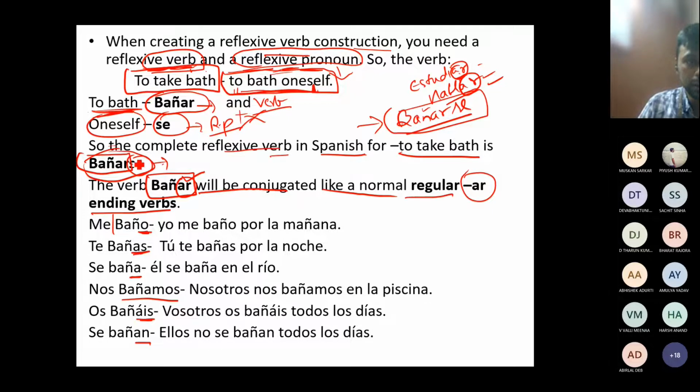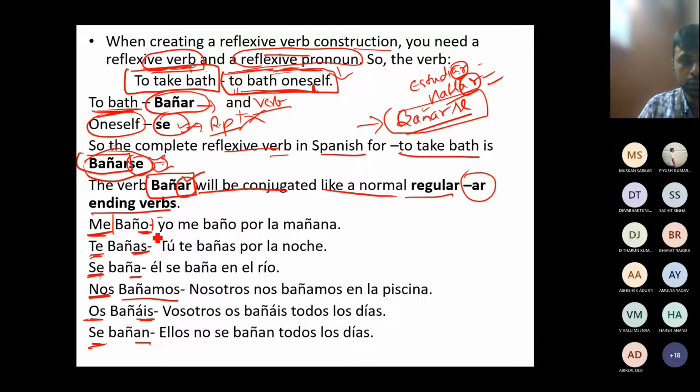The reflexive pronoun which is se, here you cannot use the same se with all these forms, because se is oneself, so it has to change into different forms. So I'm just telling you what all different forms are. In the next slide I will explain you what all these mean. So se has become here me with the first person, with the second person singular it has become te, with third person it is again se, then nos, os and se.